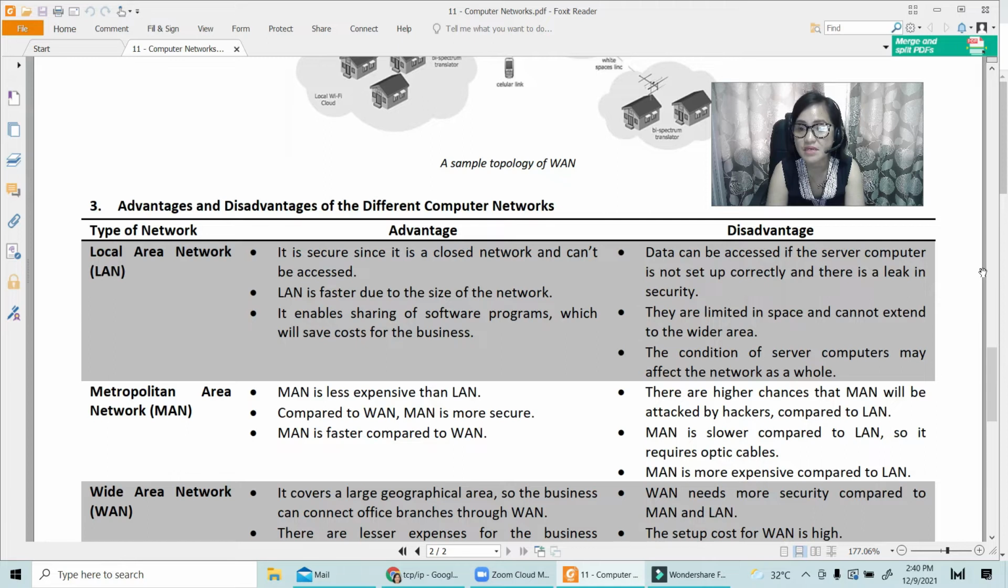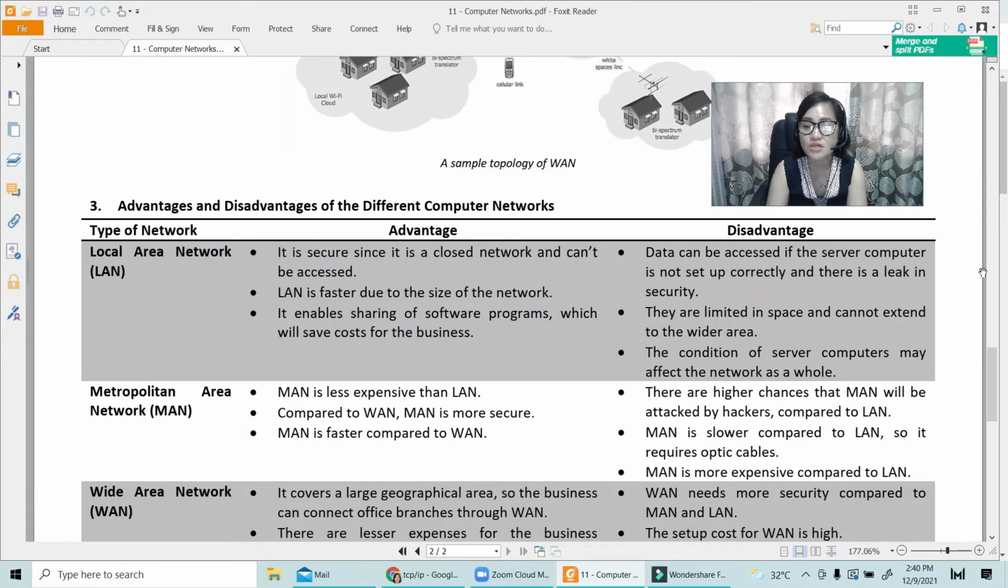Now, they have limited space and cannot extend to a wider area. If we are talking about a local area network, you only have access within that area. Let's say if that building is locally networked only, then you can have access within that space only. If it is a laboratory, a room, or a building, then you cannot extend the network that you need to transport from one computer to another.